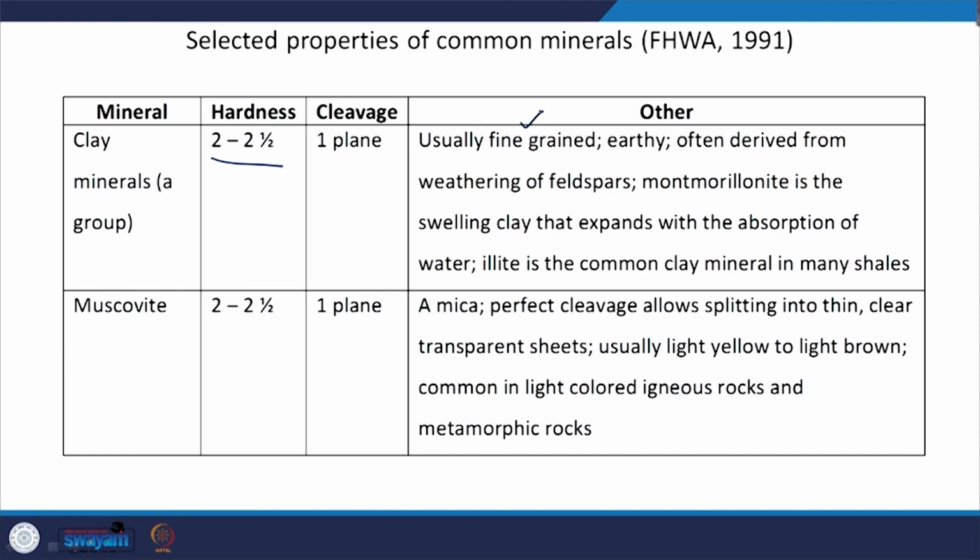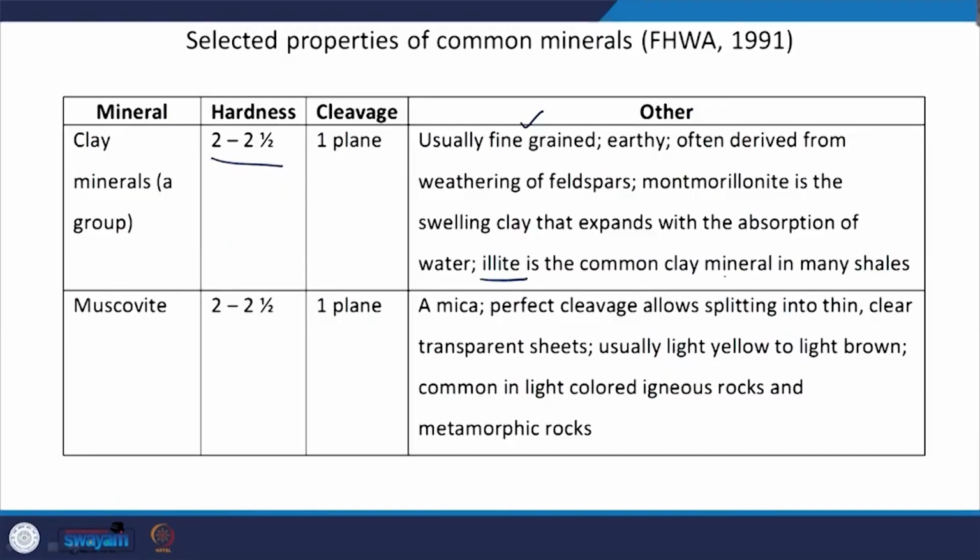Montmorillonite has the characteristic of swelling, and so whenever montmorillonite is present in the clay, that clay exhibits swelling characteristic. What does that mean? That when water is added to such clay having montmorillonite mineral, it expands in volume. Okay, the volume expands, volume increases. Illite is the common clay mineral in many of the shales.